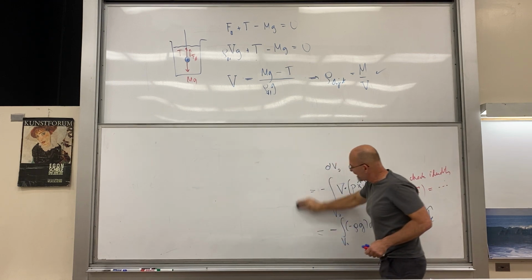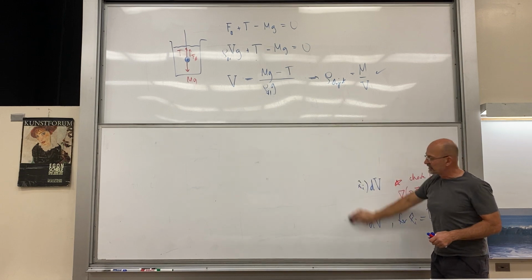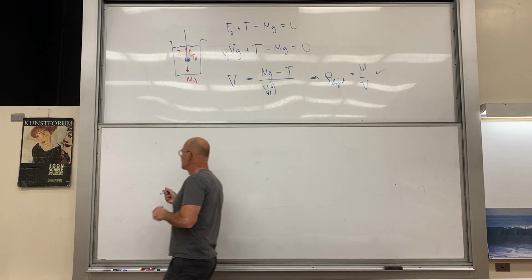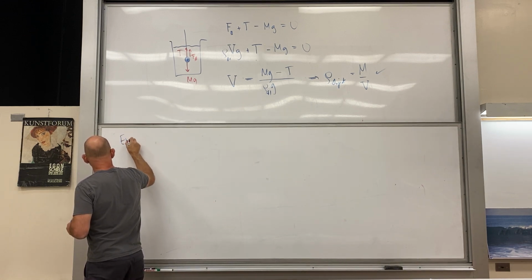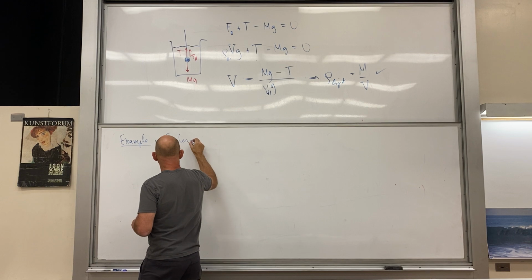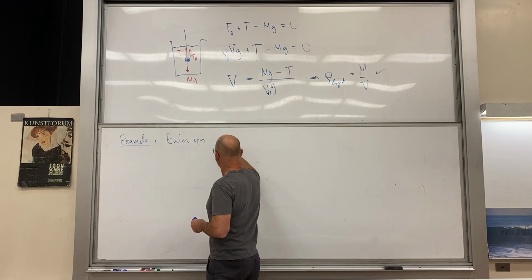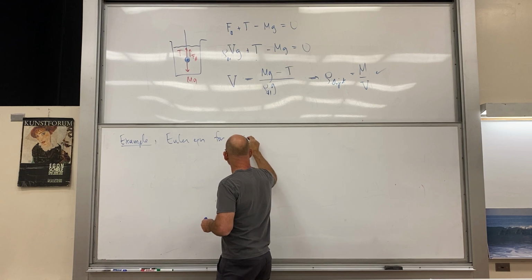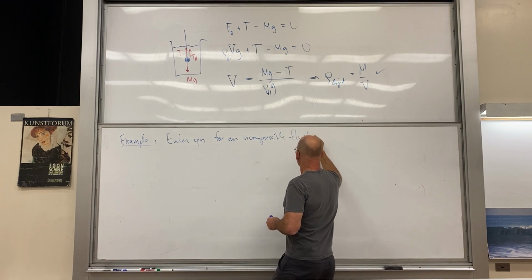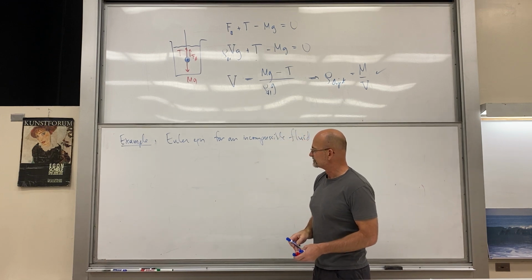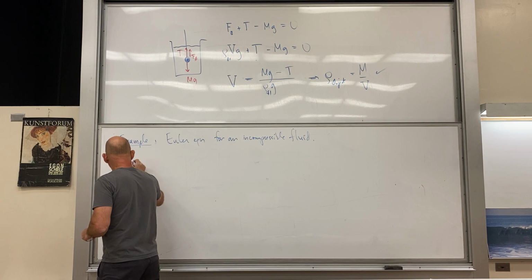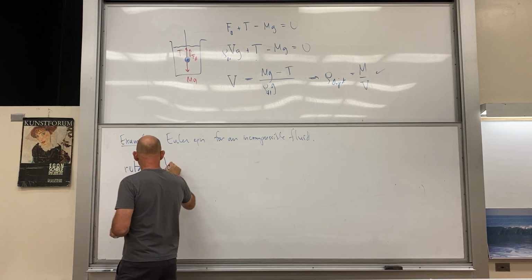In fact, this is a dynamical example for an incompressible fluid. So our next example, Euler equation for an incompressible fluid. Think water under ordinary circumstances. And what we're going to look at is a rotating fluid. We can call it rotating bucket.